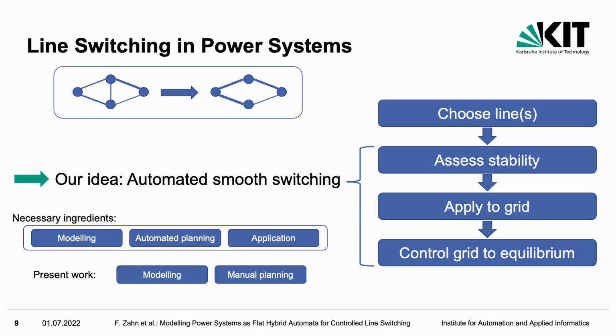First, we need a good model that can integrate the dynamics, the discrete and the continuous parts. We then need some methods for automated planning of switching, and we need an application layer to apply our method to the grid. In the present note, we investigated the modeling part and we showed how manual planning can be done for the switching on a small example.